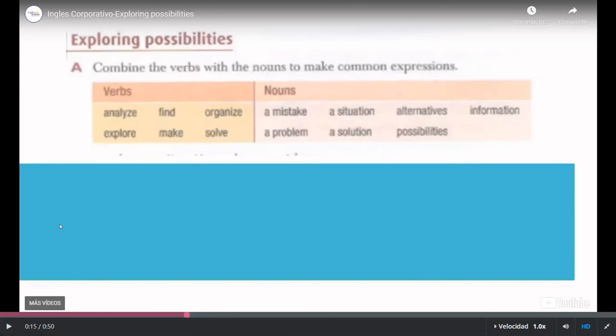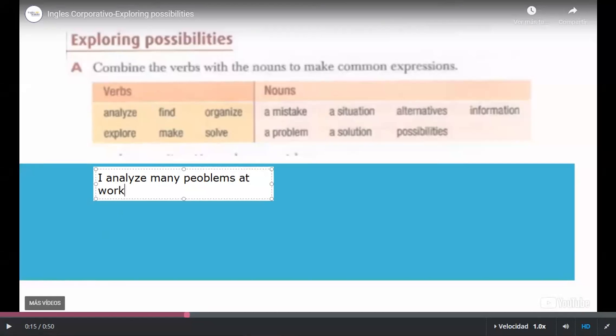All right, so what you're going to do is give me a sentence using these words. For example, you can say, I analyze many problems at work. Okay, so you're going to combine the verbs with the nouns to give me a sentence.